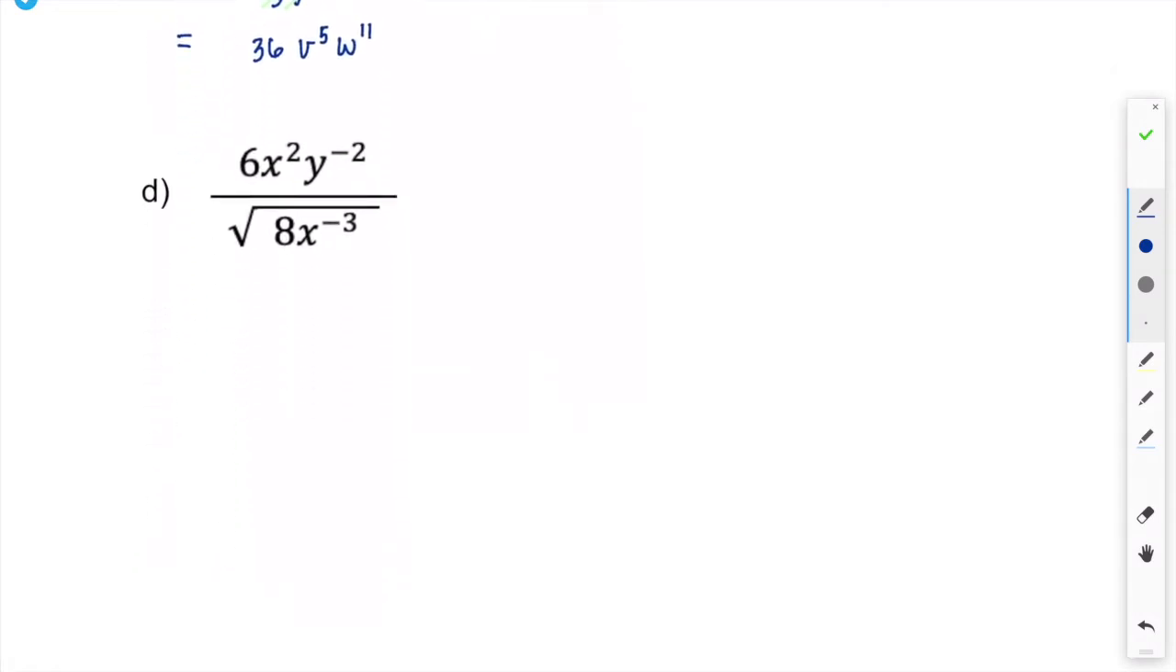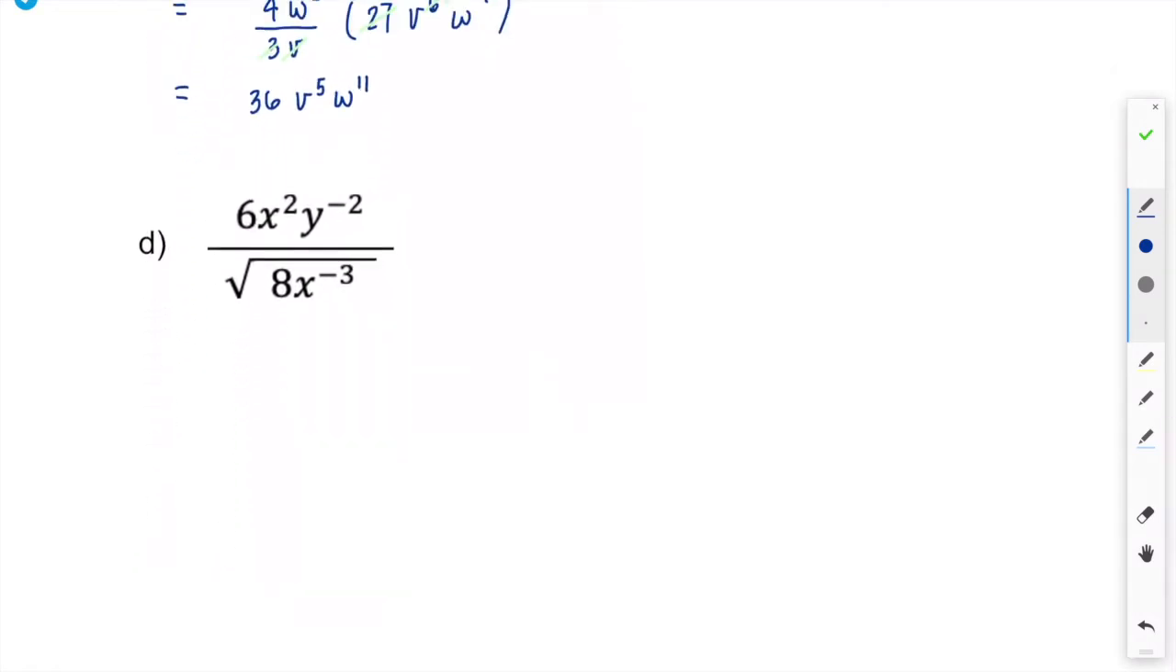Last question on the page. We've got this. Very interesting setup, because the square root of 8x to the power of -3 doesn't really simplify nicely. So I'm going to stick to my own rule again. For numbers, I use the root notation, and for variables, I use the rational exponent. So let's rewrite this.